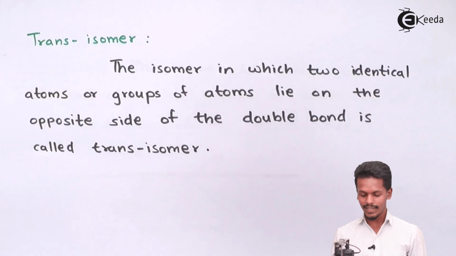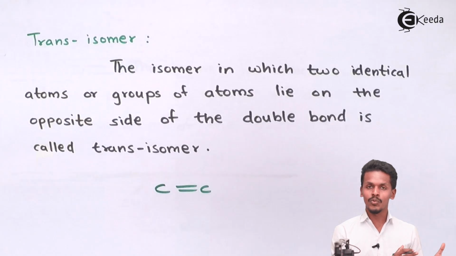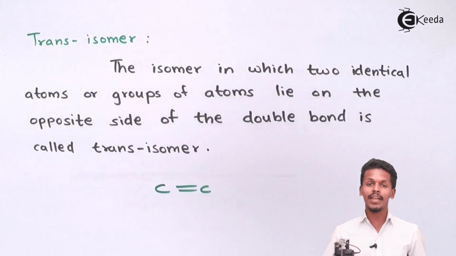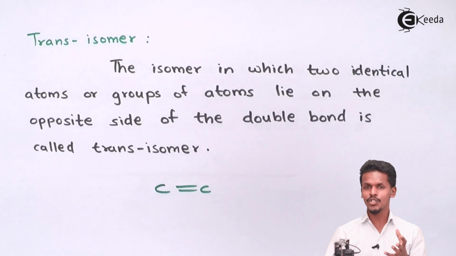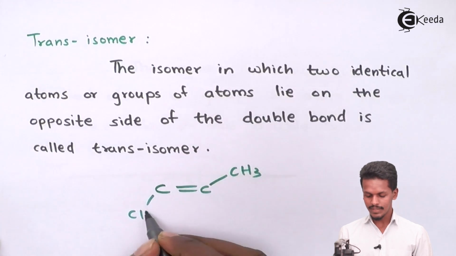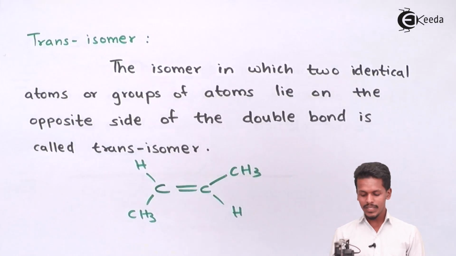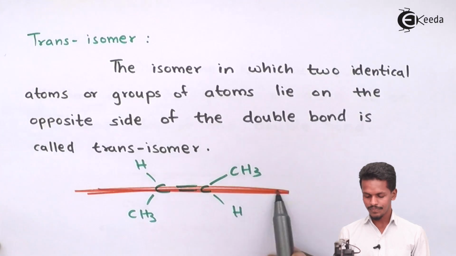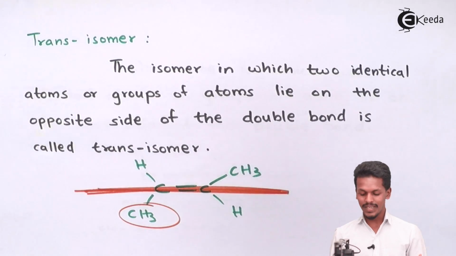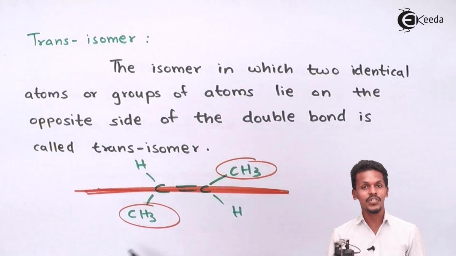Let me give an example in that case also. Suppose we consider the same isomer, that is but-2-ene, and in this case we arrange the atoms in such a manner that one CH3 group is present on the opposite side, as we could see here. So the division would be in this manner. This is where the division happened, and we could see that this CH3 group is diagonally opposite, so they are basically diagonally opposite to each other.